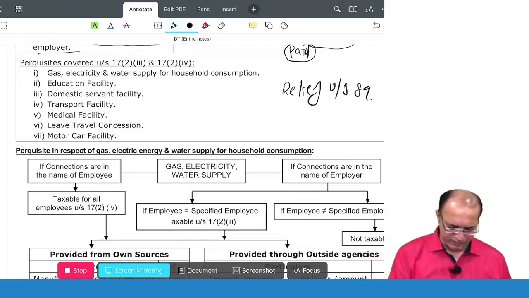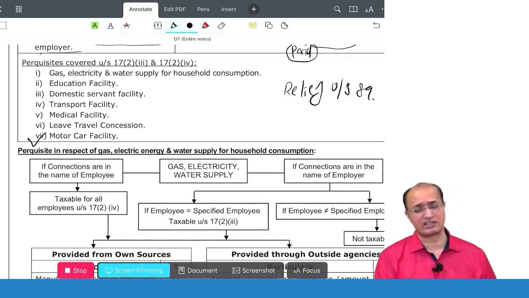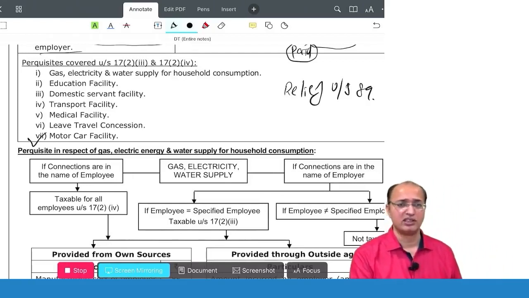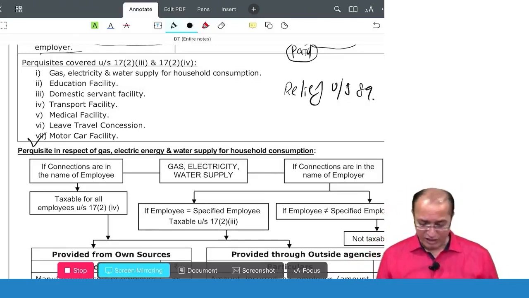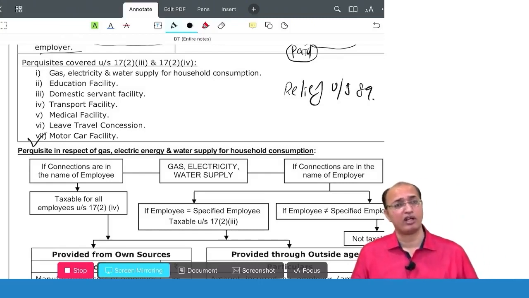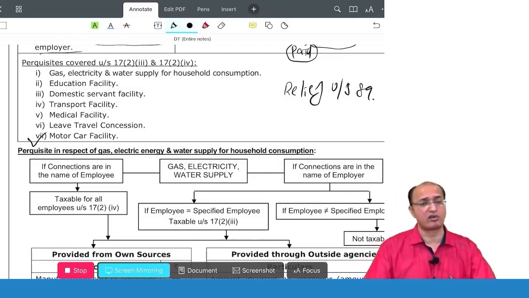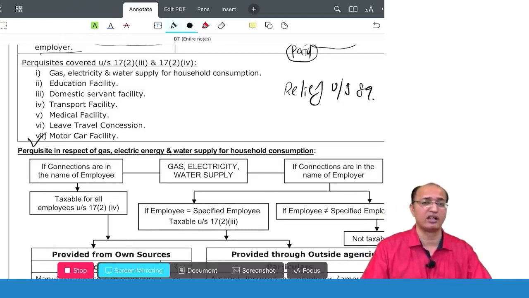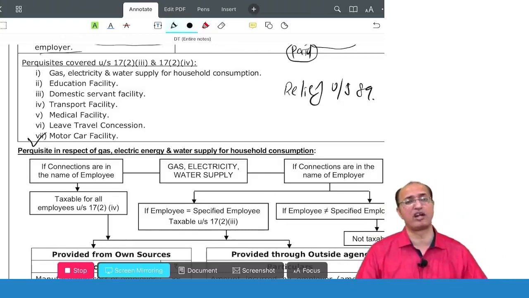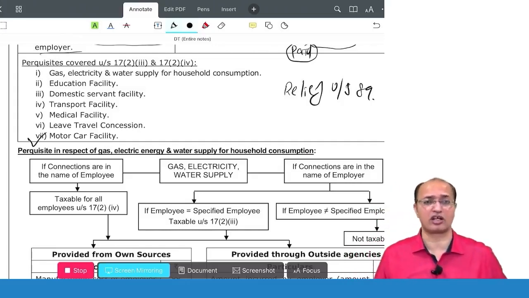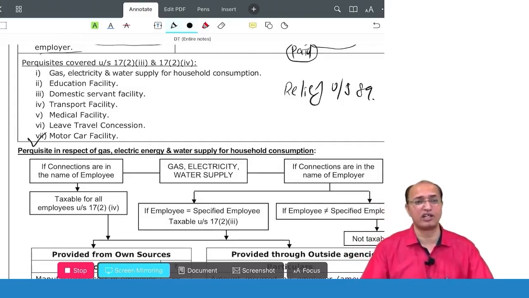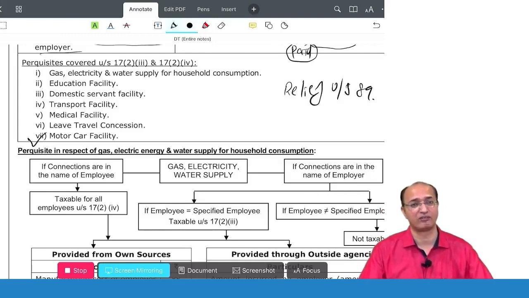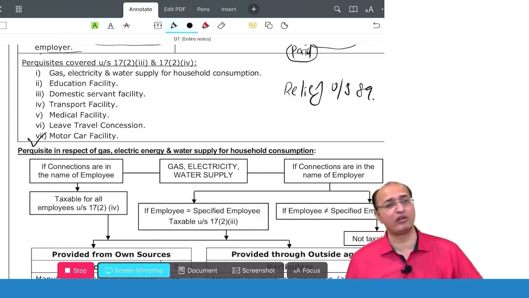The biggest perquisite is the motor car facility, which we'll discuss for around 45 minutes. If you ask any of your friends who are appearing for CA Intermediate which perquisite in the entire chapter of income from salary is the most difficult to remember, they would say the motor car perquisite. But let me tell you that this perquisite is going to become the simplest one for you after today's evening lecture.